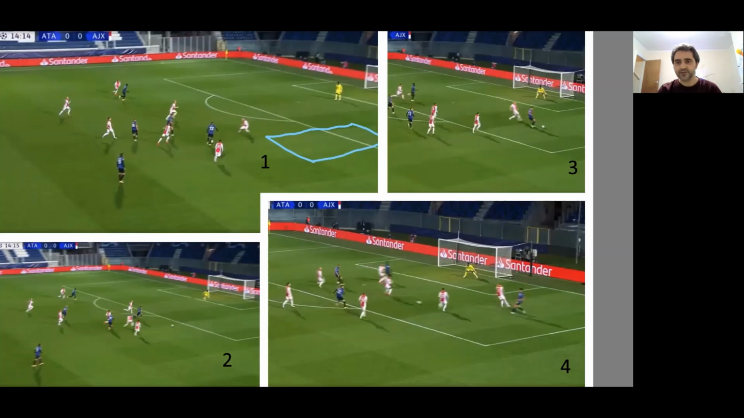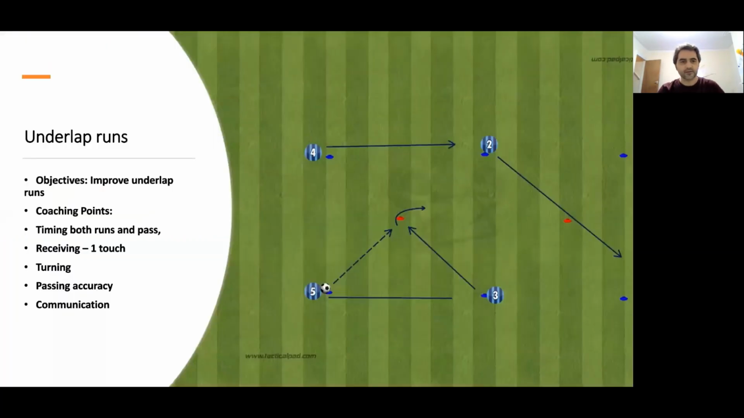Let's see our practice, how it is, and after this I will share the animation of this practice. So this is the practice which I designed from the game, and we have four players. You can do these underlap runs with 3 or 2 players, but I want to show how we can apply it in a positional game. That's why I put 4 players, and you can put more or less. It's up to you.